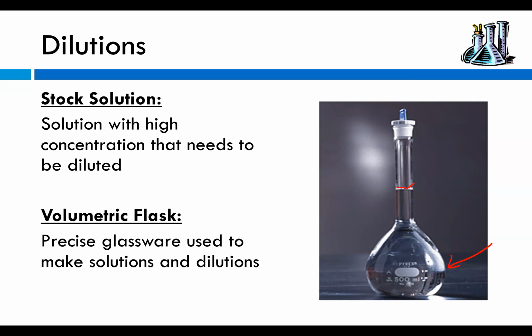A volumetric flask is only able to measure one single volume, but it does so very precisely and very accurately. So for example, in this picture, we have a 500 milliliter volumetric flask. What volume do you think the 500 milliliter volumetric flask measures? Yeah, of course, it's 500. That's the only line on it. So when you fill up the volumetric flask to that line, you can be extremely confident that you have 500 milliliters of solution, plus or minus a very small volume.